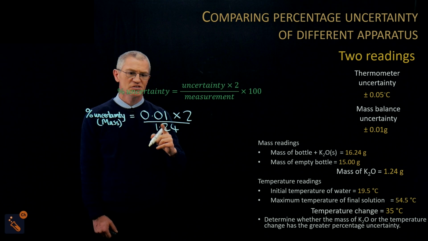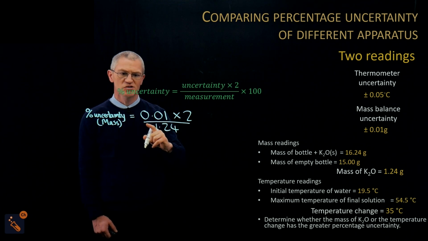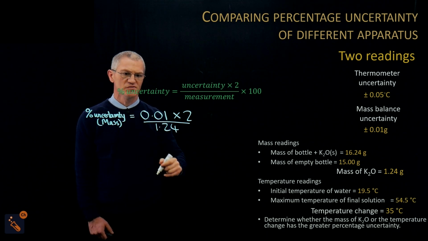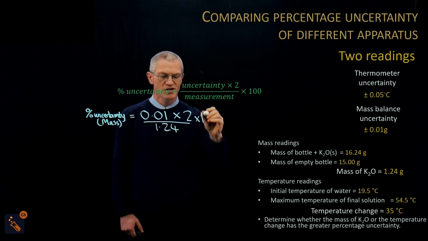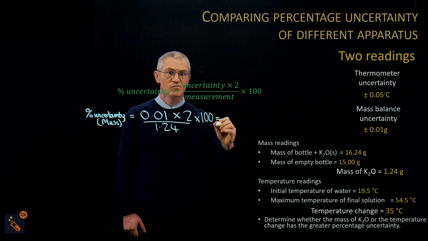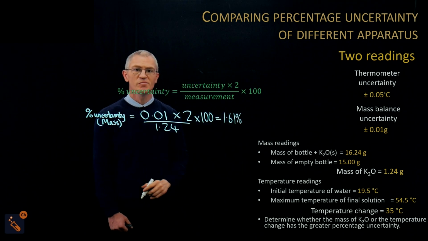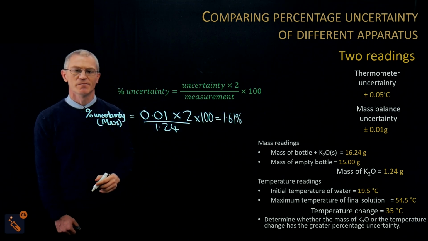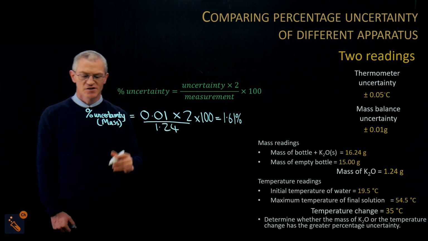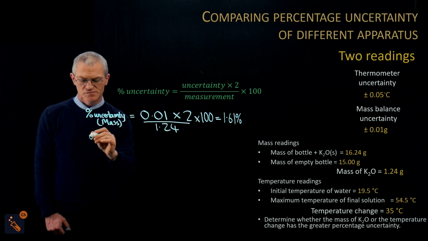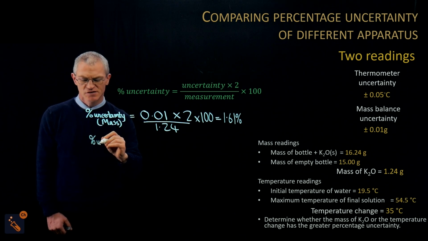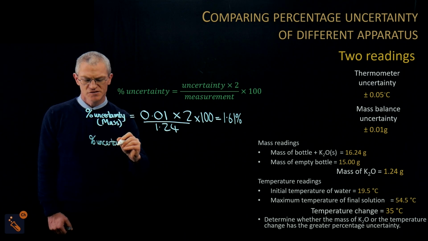And we can see that if we do 0.01 times 2, and we do that divided by 1.24, and when we times that by 100 to get the percentage, we're going to get 1.61%. Okay, so we've got 1.61% for the first one. So that's our mass balance. If we do the temperature reading, again we do our percentage uncertainty.